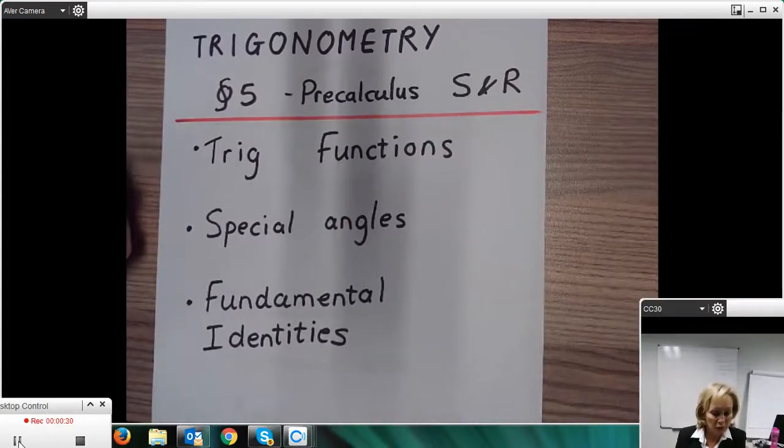As in my communication with you on my UNISA regarding your final examination, I have specified that there will be no information sheet in the final exam. This means that you will have to memorize all your trig formulae, your functions, your special angles, and your fundamental identities so that you can apply them in the final exam.